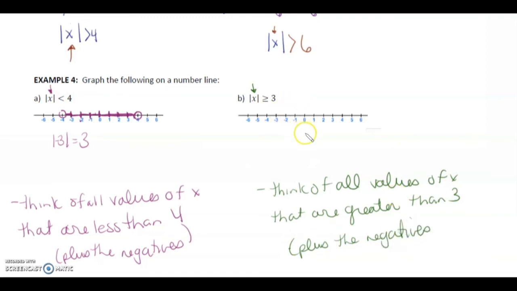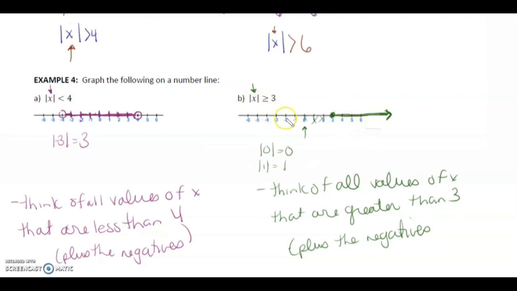Okay, so if we sub in 0, the absolute value of 0 is 0. That is not greater than 3, so that's not in it. Absolute value of 1 is 1. That's not in it. So we're actually going to start at 3, and anything bigger than 3 is going to have an absolute value greater than 3.